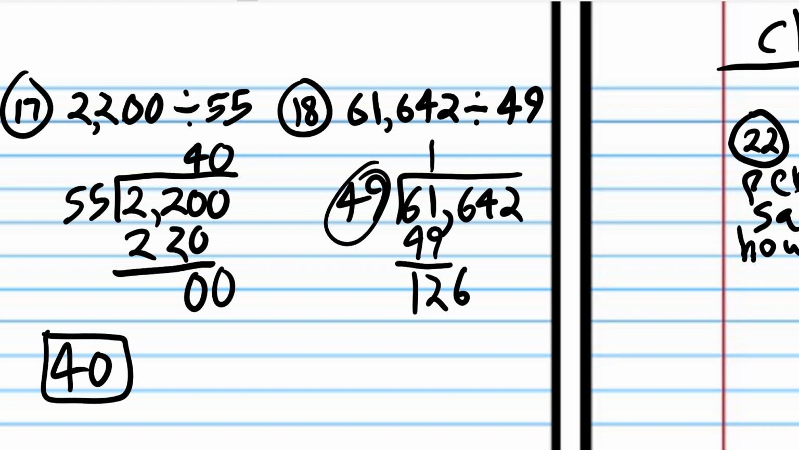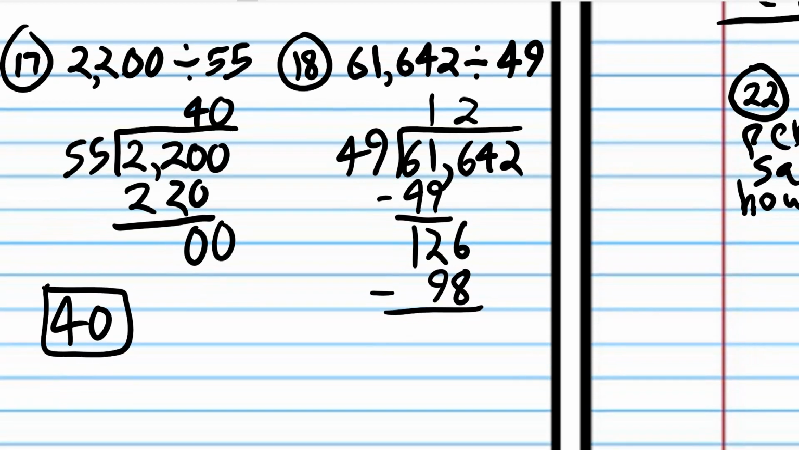Now we have to do 49 into 126. Now, I think it's pretty obvious. It's got to go in about 2 times. Maybe 3, probably 2. So let's put the 2 here. And then 2 times 49, that's going to be 98, I believe. 126 minus 98.